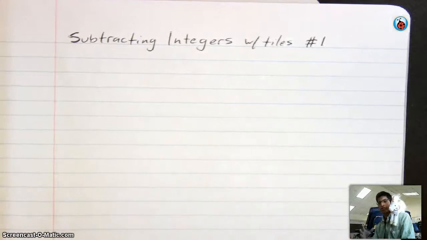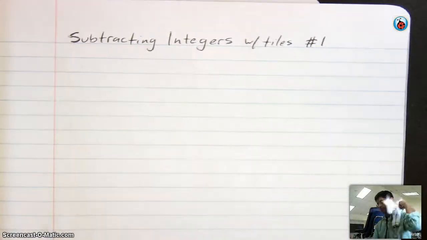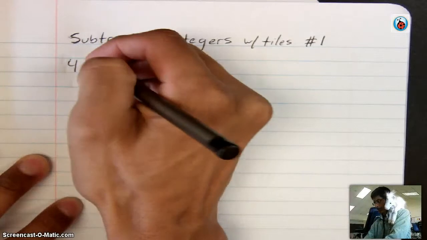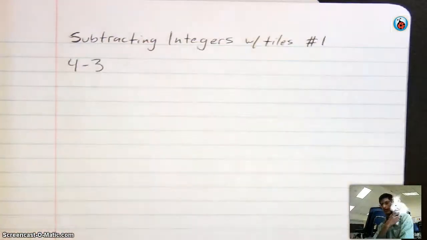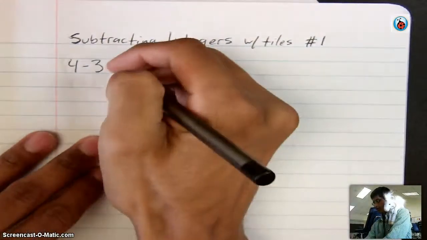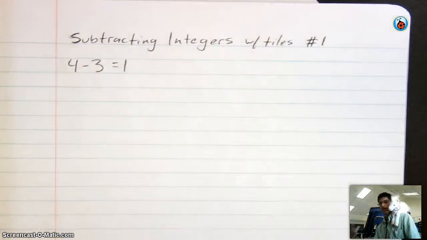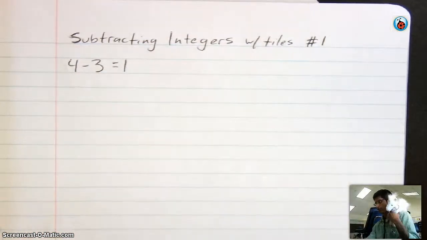Alright, we're going to start with something pretty simple. We're going to do something the kids already know. So we're going to do 4 minus 3 equals 1. Well, yes, everybody knows 4 minus 3 equals 1. I'm going to talk about today how to draw that out, and use a simple example to start off with.